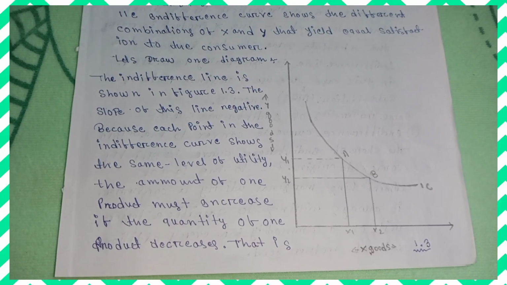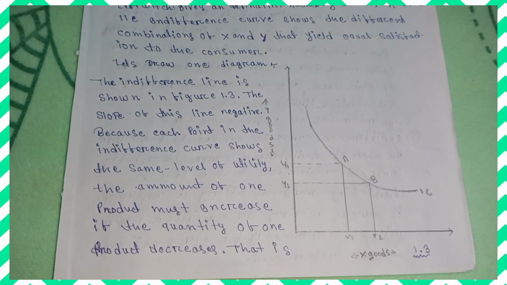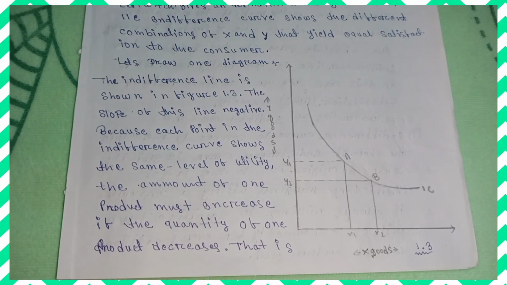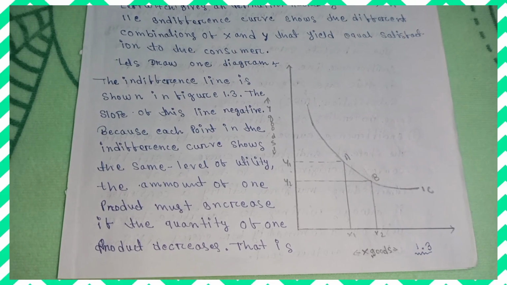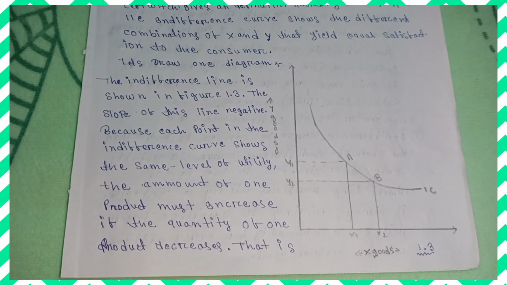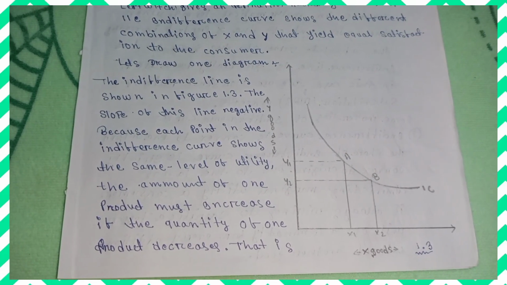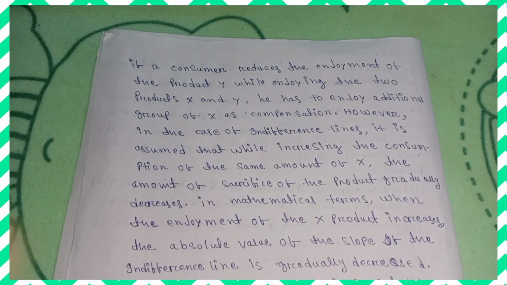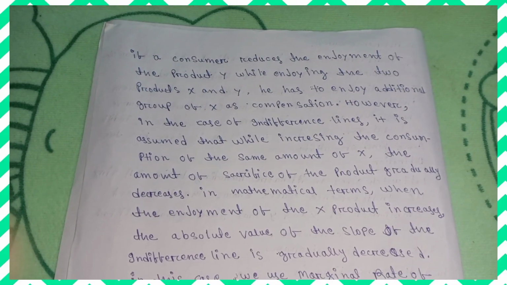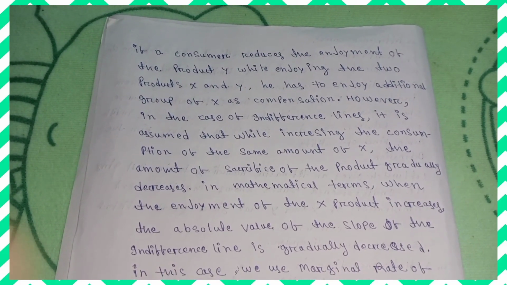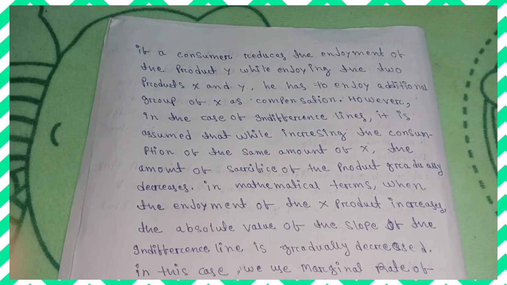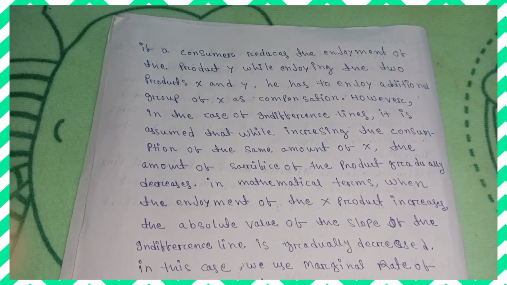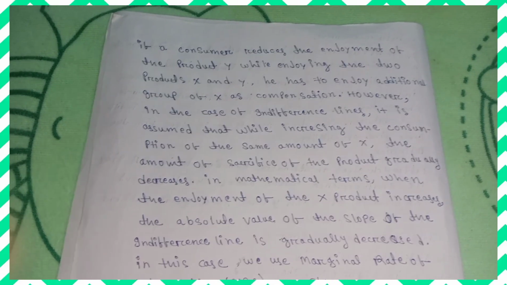The slope of this line is negative because each point in the indifference curve shows the same level of utility. The amount of one product must increase if the quantity of the other product decreases. That is, if a consumer reduces the enjoyment of the product Y while enjoying the two products X and Y, he has to enjoy an additional amount of X as compensation.